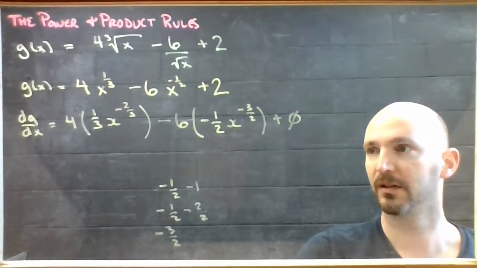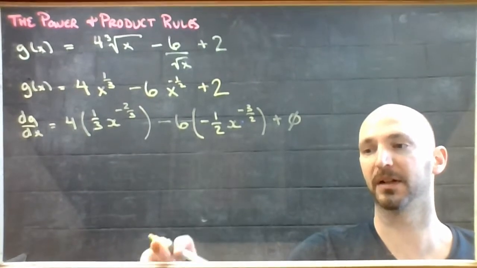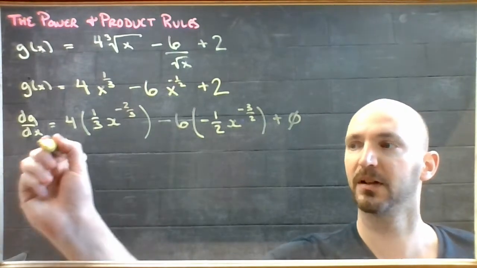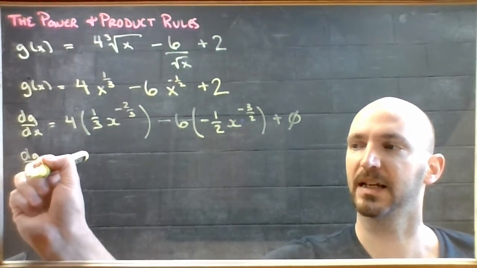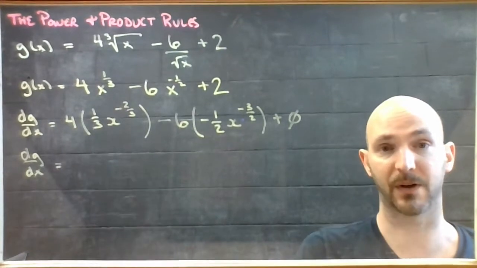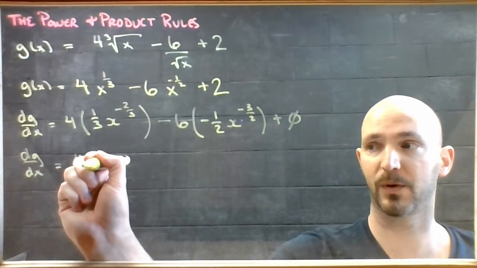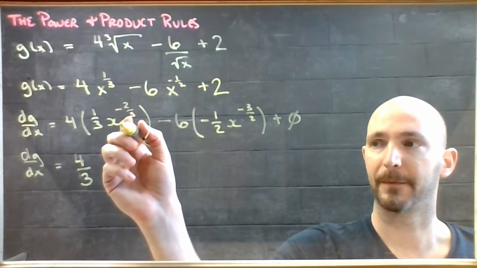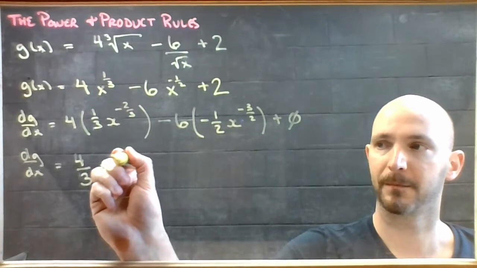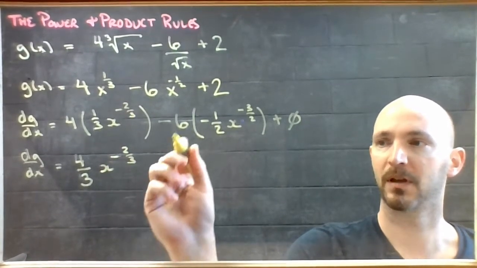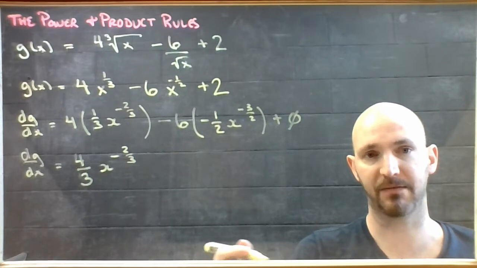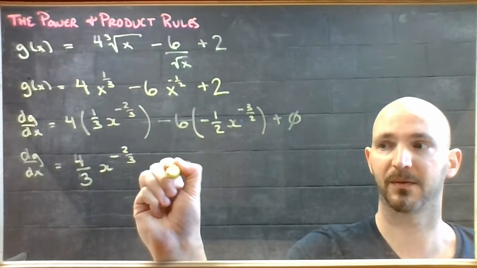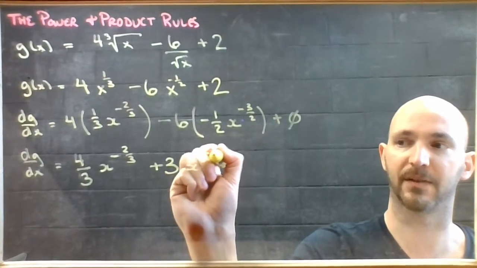Alright, so I'm going to take a minute just to clean this up a little bit, because I know that fractions can cause some people heartburn, so I'm just going to show you how to handle them. So dg by dx will be 4 times 1/3 is 4/3. Easy. -6 times 1/2. Well, half of 6 is 3. And a negative times a negative is a positive. So I've got plus 3 x to the -3/2.